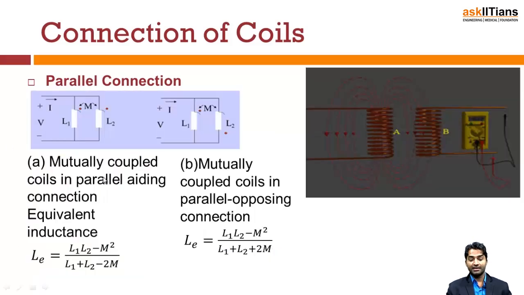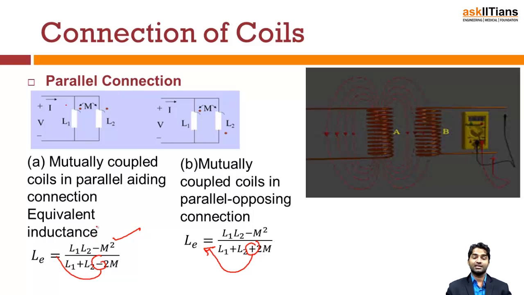Now, when they are connected in parallel, how can we find it? When the coils are aiding, with the same polarity, the equivalent inductance is (L1 L2 minus M squared) upon (L1 plus L2 minus 2M). But when they are opposing each other in parallel, the net equivalent inductance is (L1 L2 minus M squared) upon (L1 plus L2 plus 2M). So when they are aiding we add, and when opposing we subtract the values. We need to memorize all these formulas.